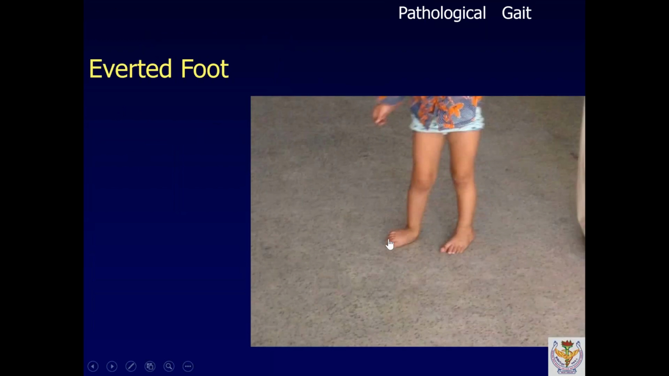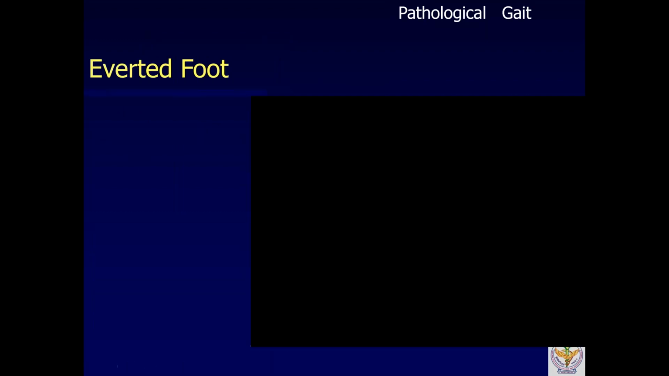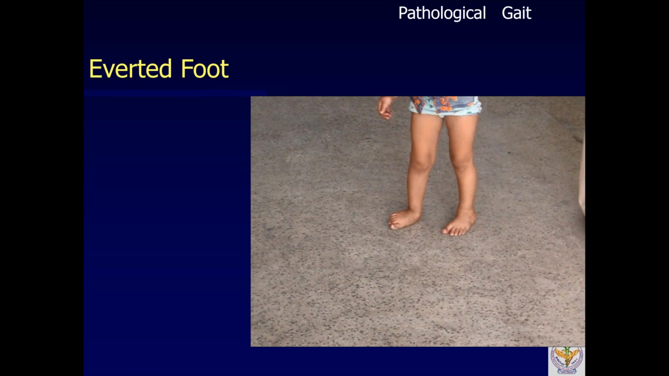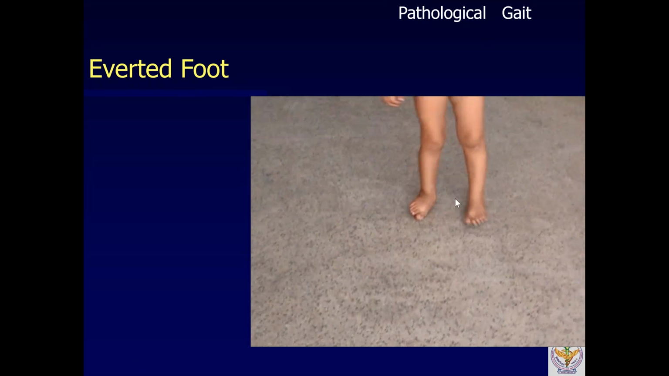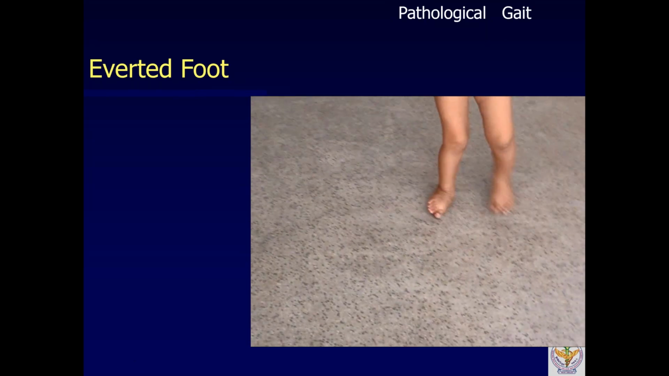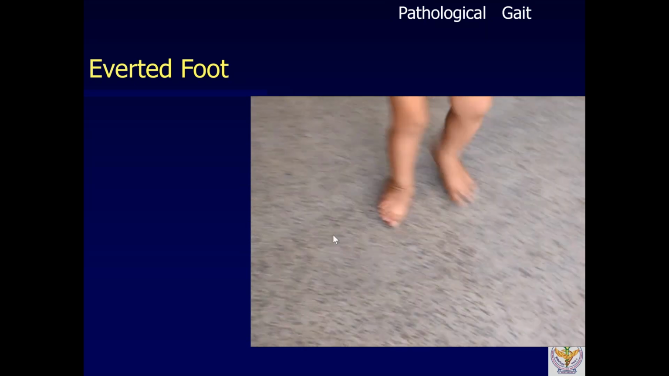Now this is a child with an everted foot gait. If the everters are more spastic or more powerful, or the inverters are poor or weak, then one can have an everter foot gait.